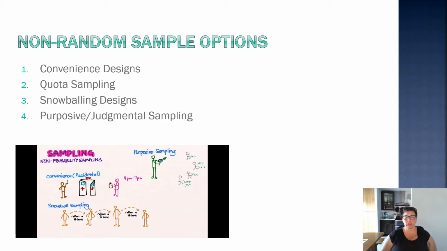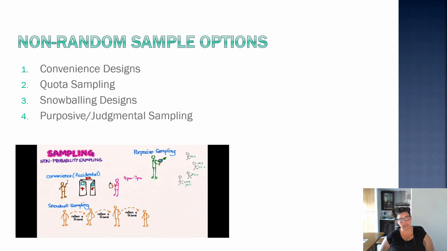Non-random sampling options are options that we use when random sampling is not an option. We want to choose random sampling if it's possible, but many times the constraints of the research, or how we're doing research, or the data we're trying to collect doesn't allow us to actually do random sampling. If that's the case, then we have several options: convenience sampling, quota sampling, snowball sampling, and purposive, or what we would call judgmental, sampling.